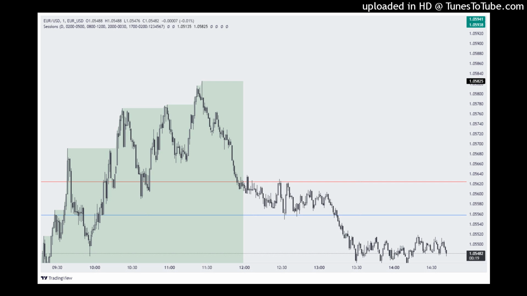So if you don't know the definitions just yet, then again, please write them down. Why we need those definitions is because if we understand that the bias is the direction and it's actually the draw on liquidity, the PD array that we are looking to target, the bullish bias, bullish direction is we are looking to target a premium array. Well, that already clears up so much if we are just able to define things.